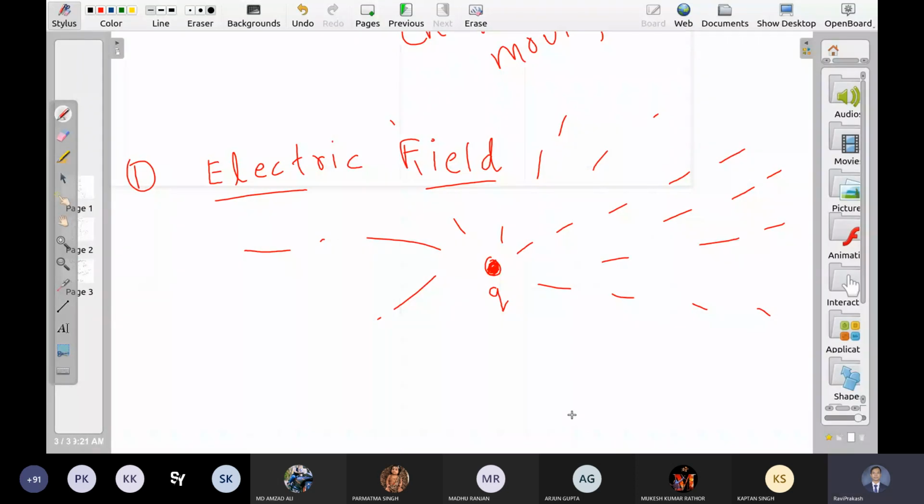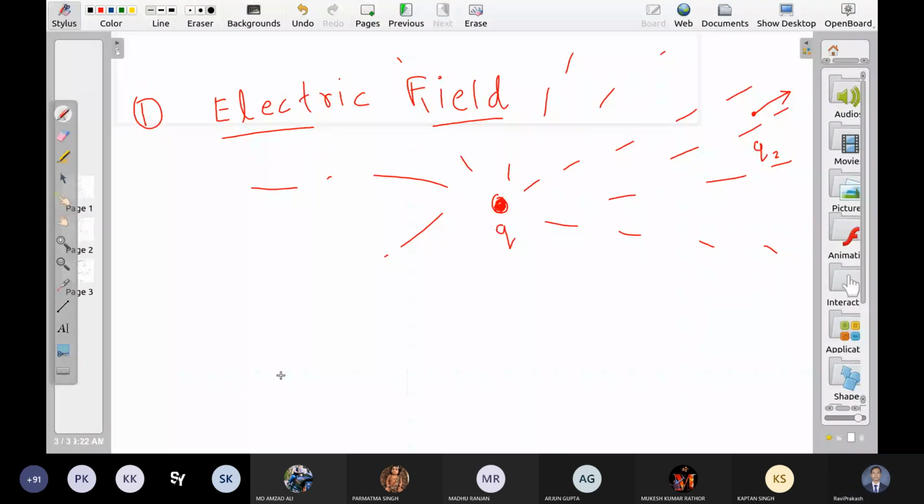And when you put another charge, let us say Q2, somewhere in the surrounding of this charge, this Q2 charge gets some force, in this direction, in this direction. And this force F is obviously proportional to Q times E. This E is called electric field.